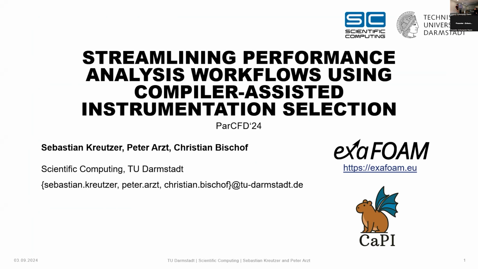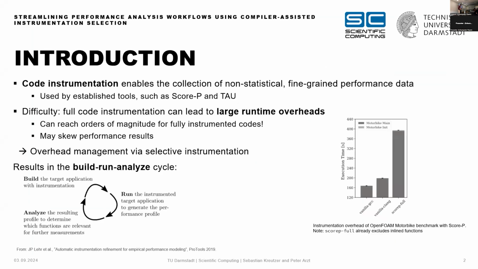So this talk is on streamlining performance analysis workflows using compiler technology, and trying to get instrumented code that serves your measurement purpose. We had quite a few talks that involved Score-P, and one of the things Score-P does is code instrumentation to enable the collection of non-statistical, fine-grained performance data. This is something that's also used by, for example, Tau.